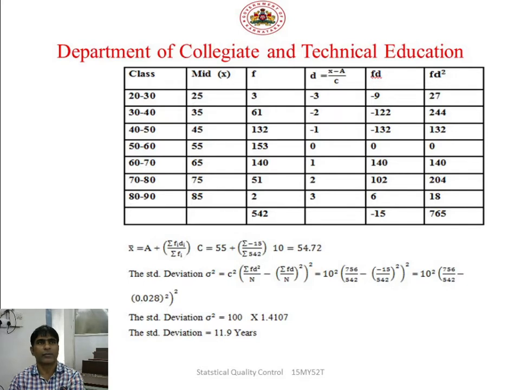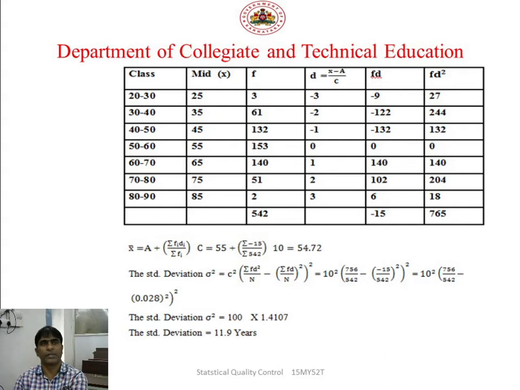So we are having the formula for x bar, the mean. You should calculate that first. The first question he has asked in the problem is to calculate the mean. So we are calculating the mean. x bar is equal to a plus, in bracket, summation fi di divided by summation fi, into c. Here a is the arbitrary point, which is taken at the maximum frequency. The arbitrary point for the maximum frequency here is 153, so the midpoint of that class is 55.